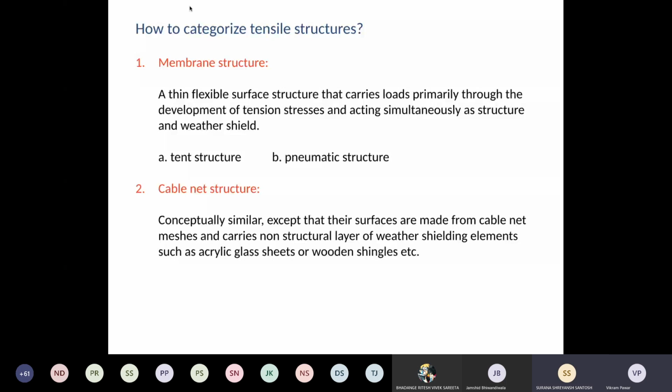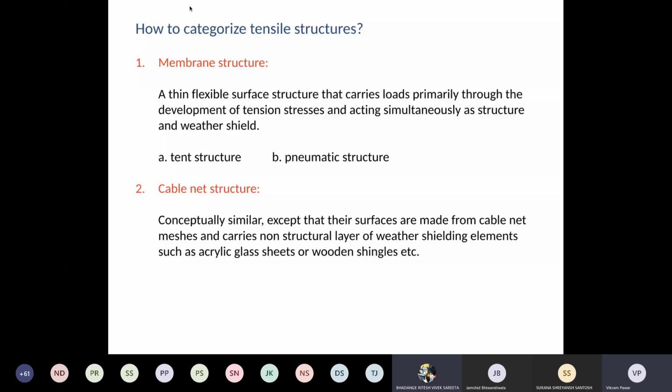So tensile structures are broadly categorized into two: either membrane structures or cable net structures. Now, what does membrane structure mean? It's a thin, flexible surface structure that carries loads primarily through the development of tension stresses, acting simultaneously as structure and weather shield. If you take a fabric, a chadar, or your handkerchief, and stretch it on all sides, that will be considered a membrane structure.